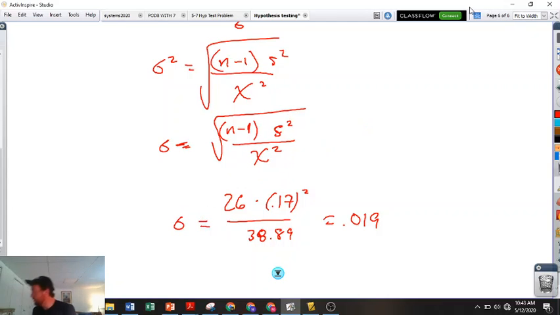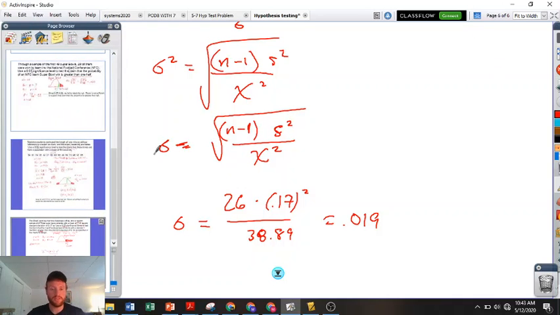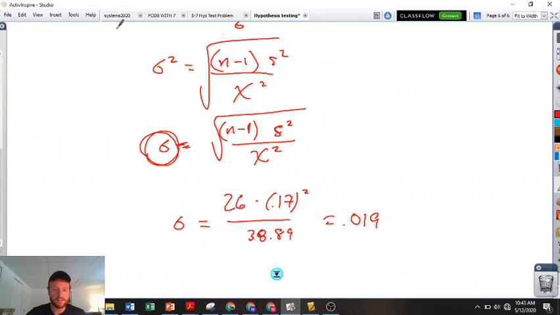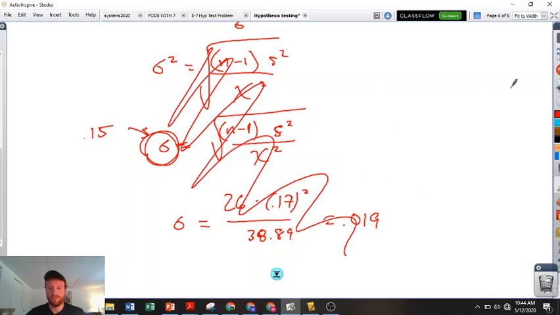I have to review my notes here. Oh. Duh. We know what this is. We know what sigma is, because we made a hypothesis that this is 0.15. Okay. Scratch that. Starting over.